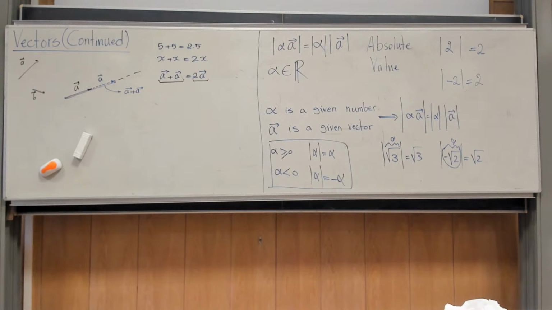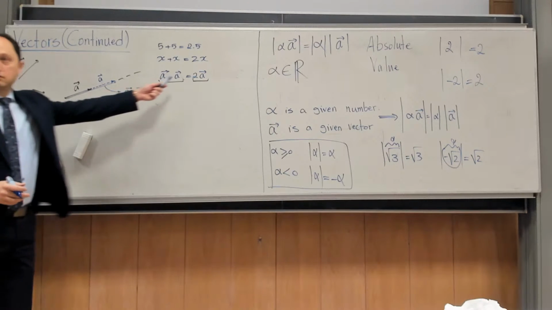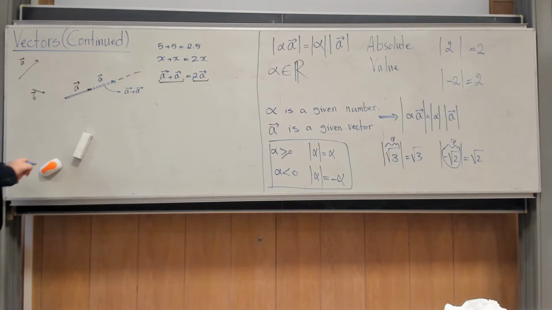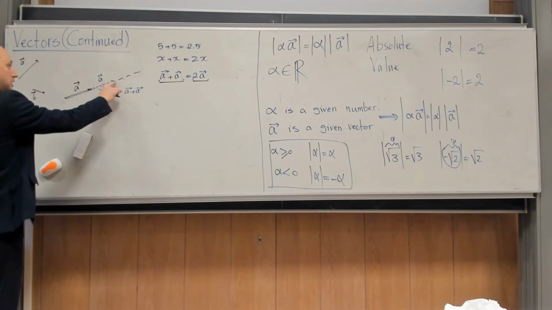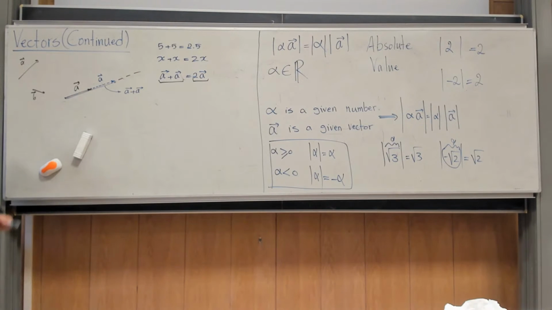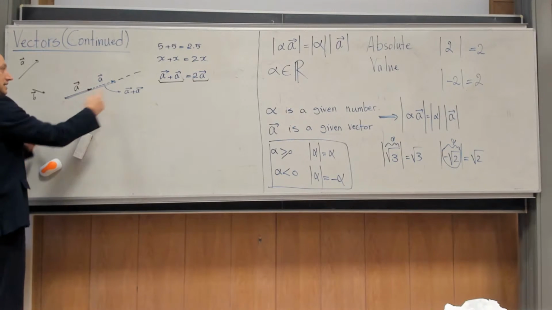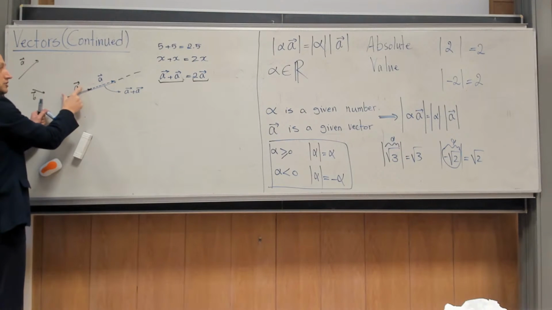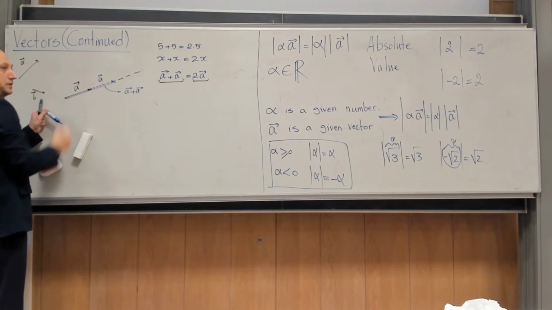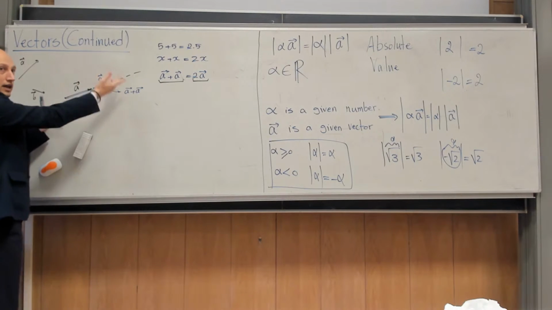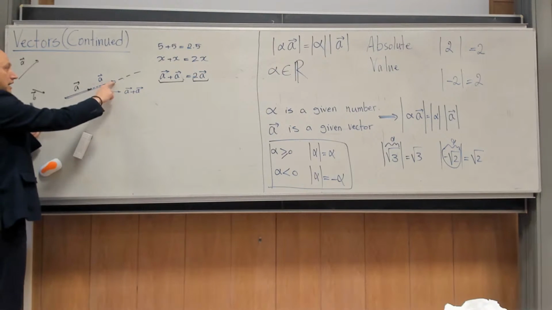Okay? Now I am asking you, what is 2A? Do you agree that this one is also 2A? Yes, because it is parallel to the original vector. The length of it is 2 times larger because I copied and pasted one copy of that here. So it is clear that the length is 2 times larger, and I have kept the direction the same. You see, the direction is here.